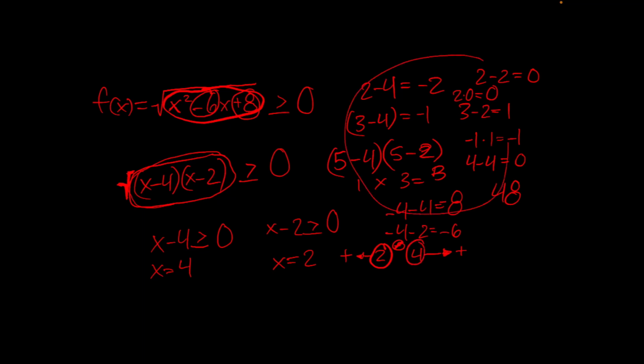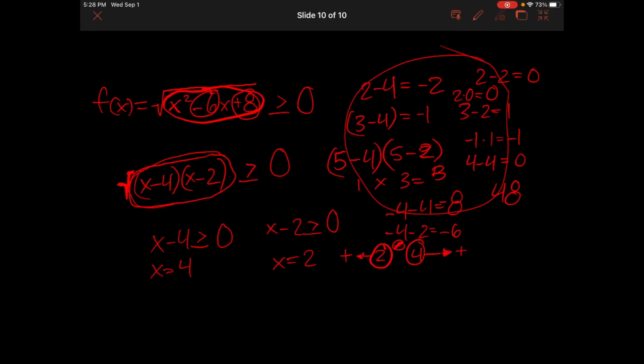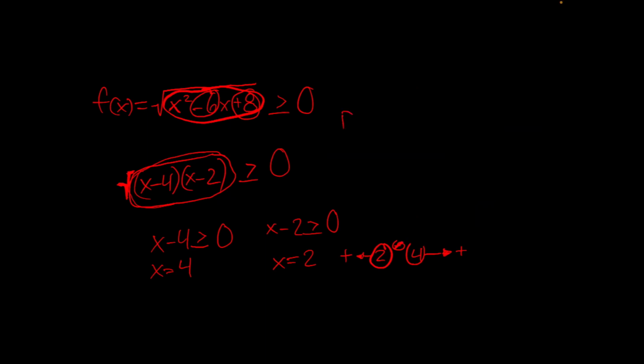So let me just erase this mess over here. Alright, time to write the domain. So we can write it like this. As we're going, and because we're including 2, we can just write 2, and then we can use a bracket, union, and then we're including 4, so we're going to use a bracket again. So now we have 4 to infinity. And this right here is our domain.